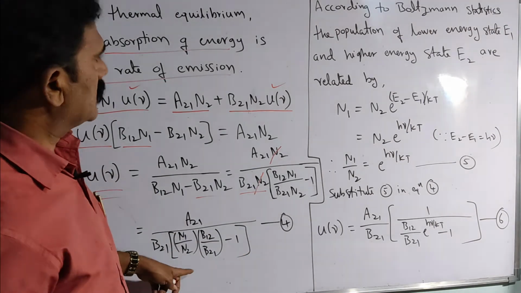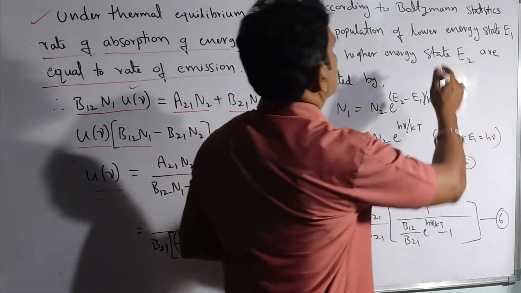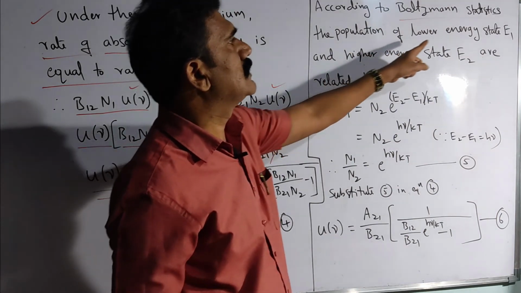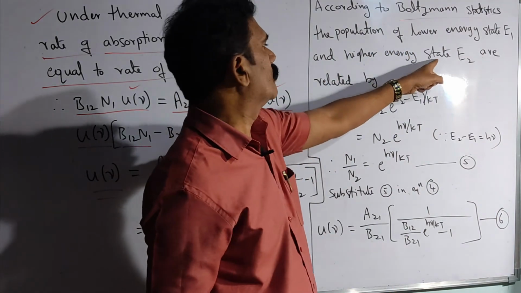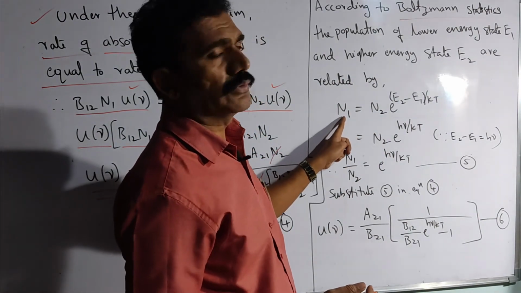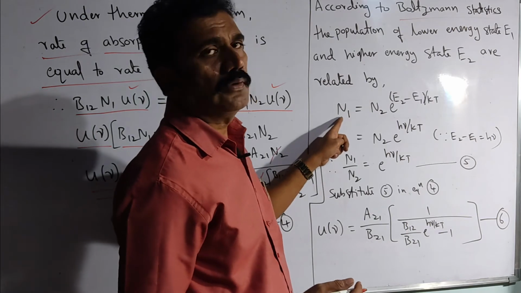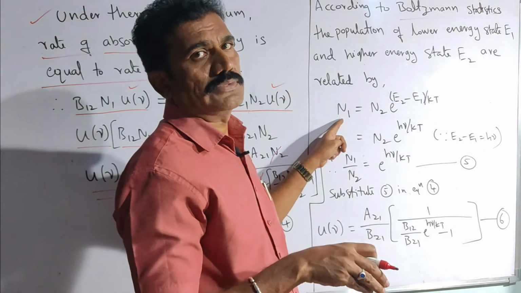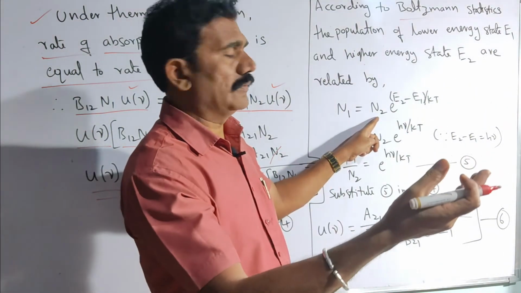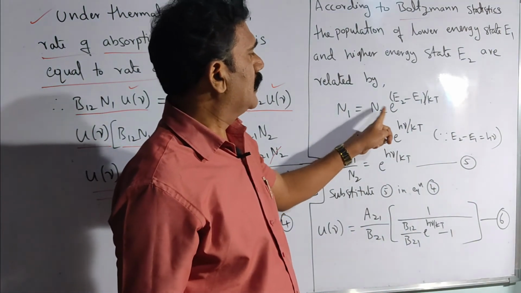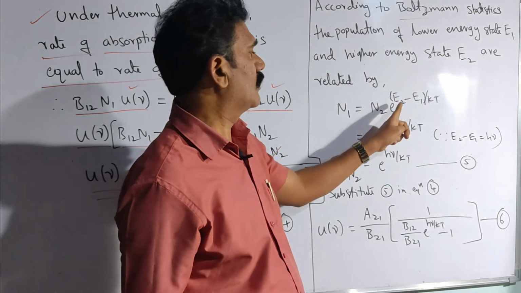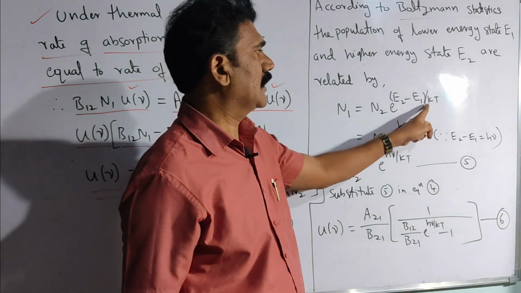Okay, so I will proceed now according to Boltzmann statistics. I want the Boltzmann statistics relating the populations of the lower energy state E1 and the higher energy state E2. N1 is nothing but the population of atoms in the ground state. The number of atoms in the ground state is also called the population. It is equal to the number of atoms in the excited state, that is N2, times e to the power of the energy difference, E2 minus E1 divided by KT.